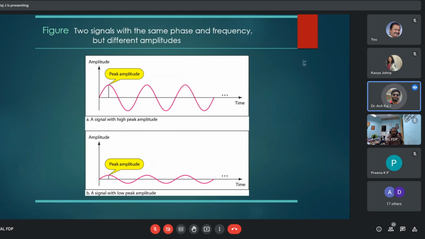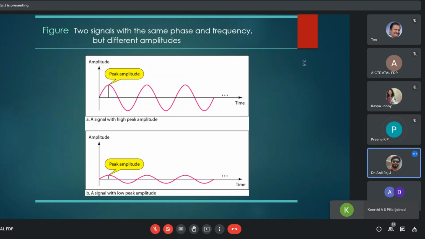So let's see some of the parameters associated with the signal. First one, amplitude. In the top image, you can see a signal with high peak amplitude, and the second image is a signal with low peak amplitude. These two signals have the same frequency and phase. That's the main thing we have to interpret from these images: same phase, same frequency, but different amplitudes.